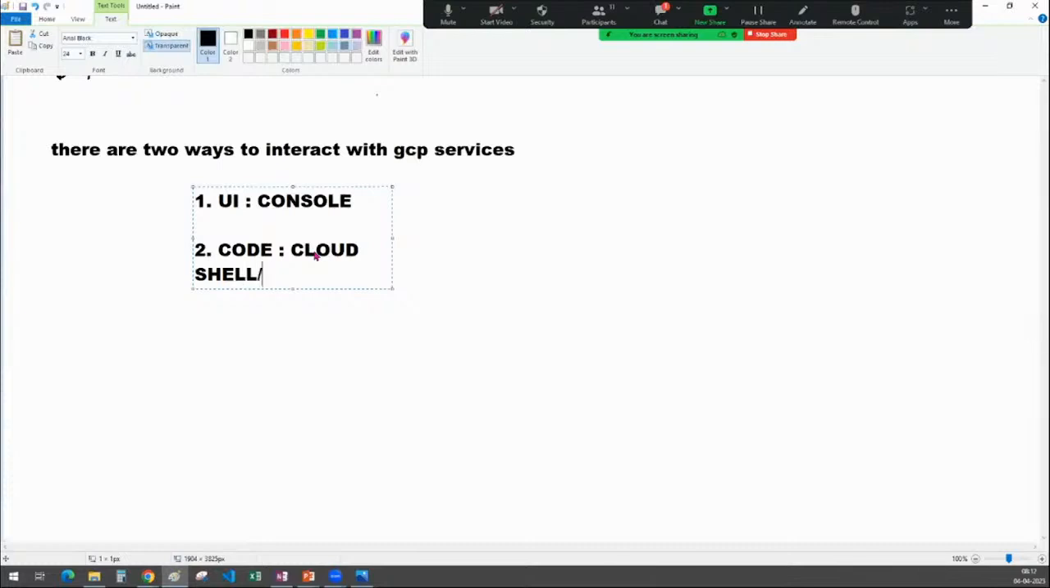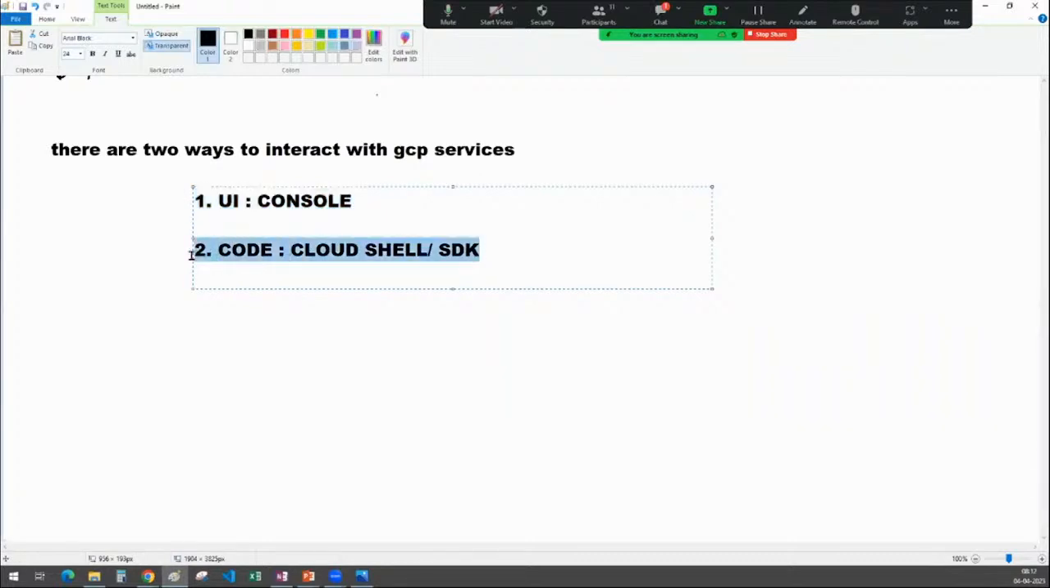Okay, or SDK, Cloud SDK. In the UI, we know that we are interacting with the help of the user interface, nothing but drag and drop, clicking something. That is what a UI is. If you want to use any service in GCP, you can go this way. This is a manual process.